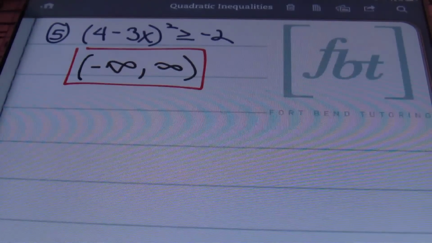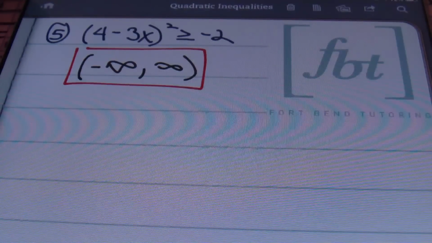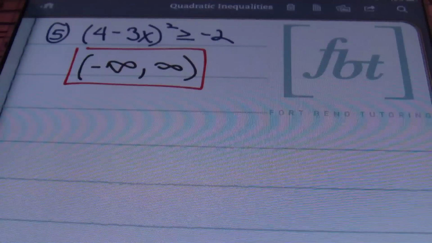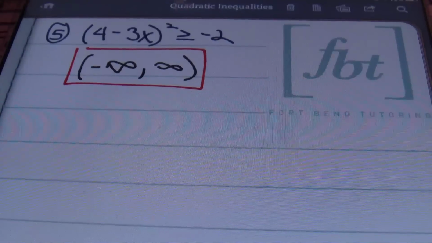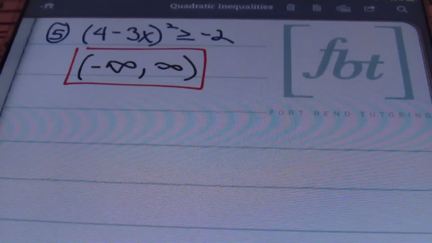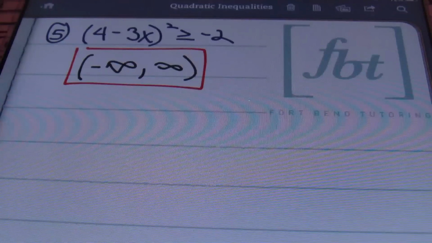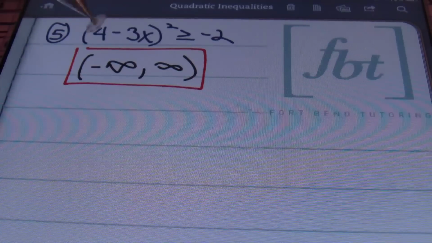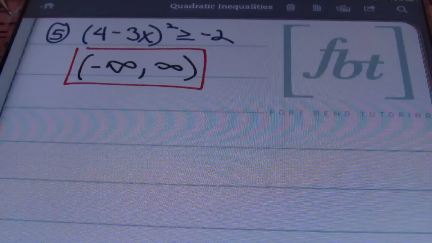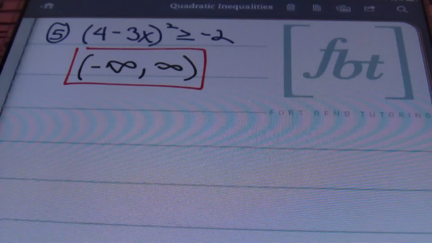Because we have a quantity squared, your lowest value is going to be 0. Most likely you'll end up with a positive result, but either way, whether it's 0 or a positive number, it's going to always be greater than or equal to negative 2. So no matter what number you plug in, you'll have a true statement. So therefore, any number will work, which is why you'll end up with negative infinity to positive infinity as your answer for problem number 5.